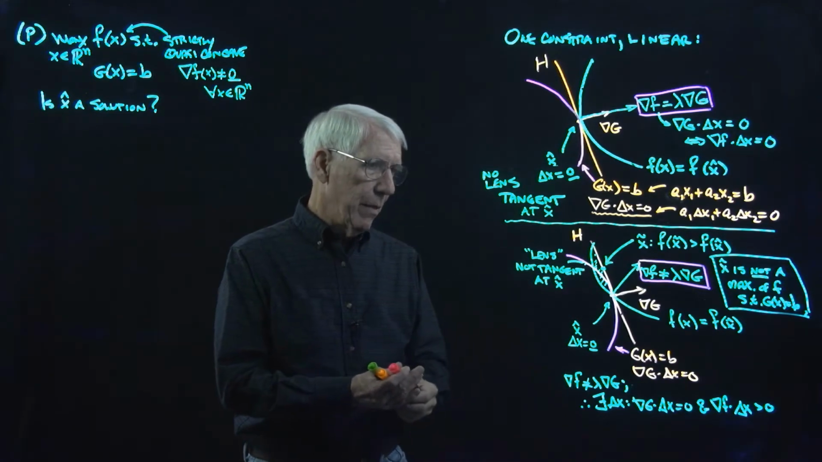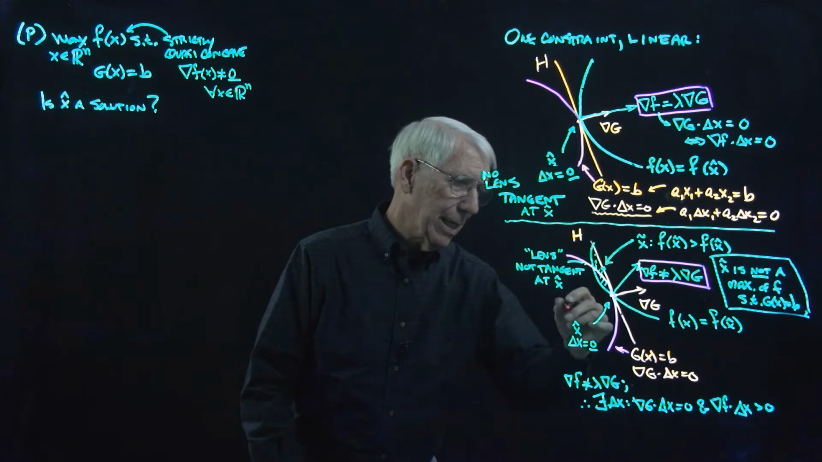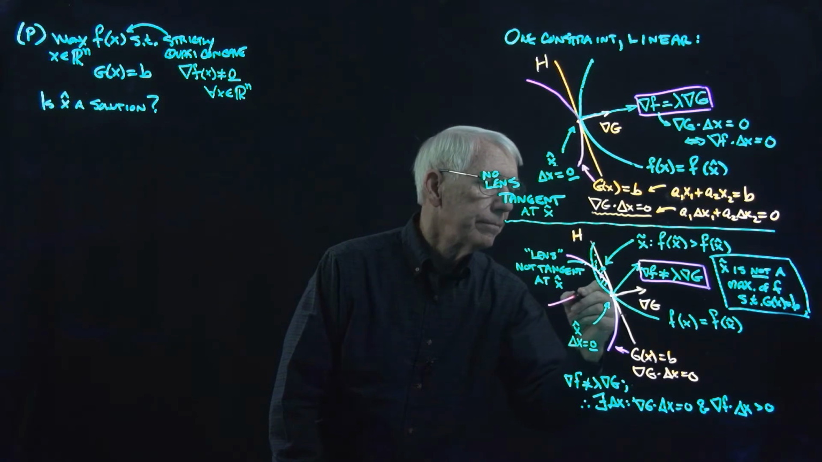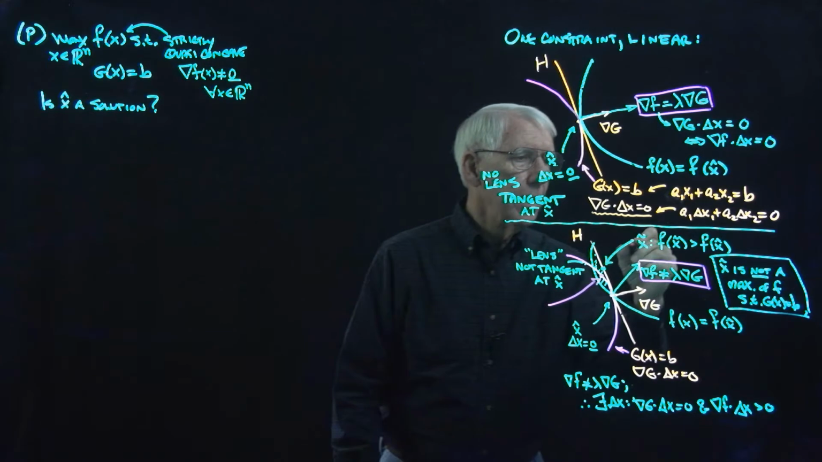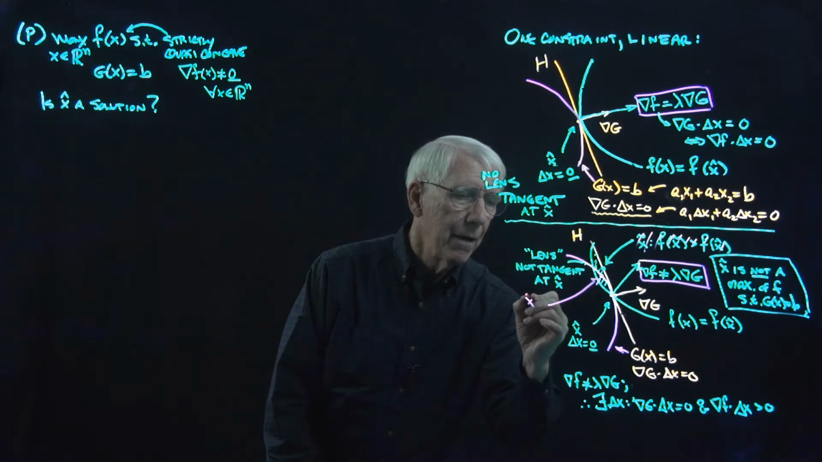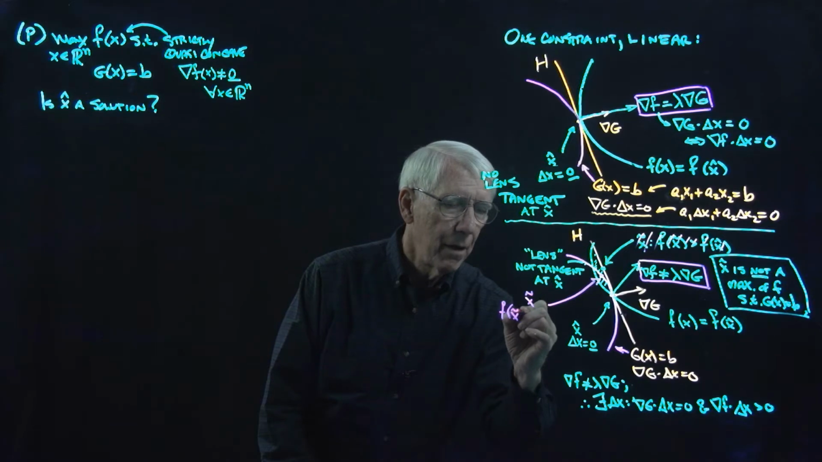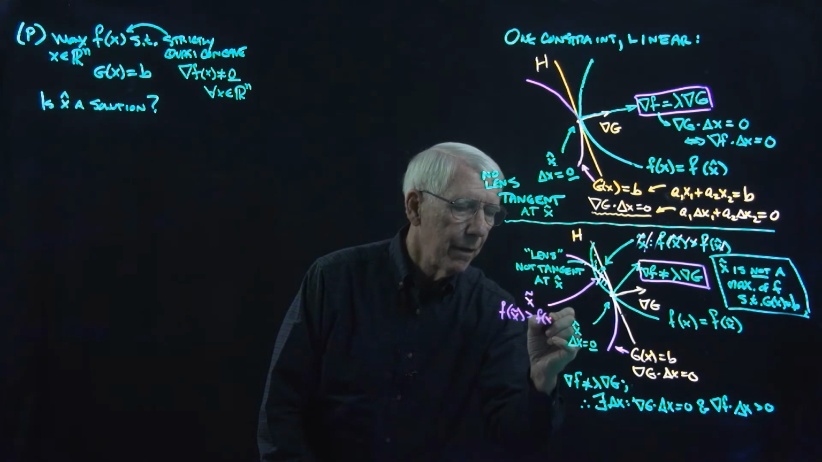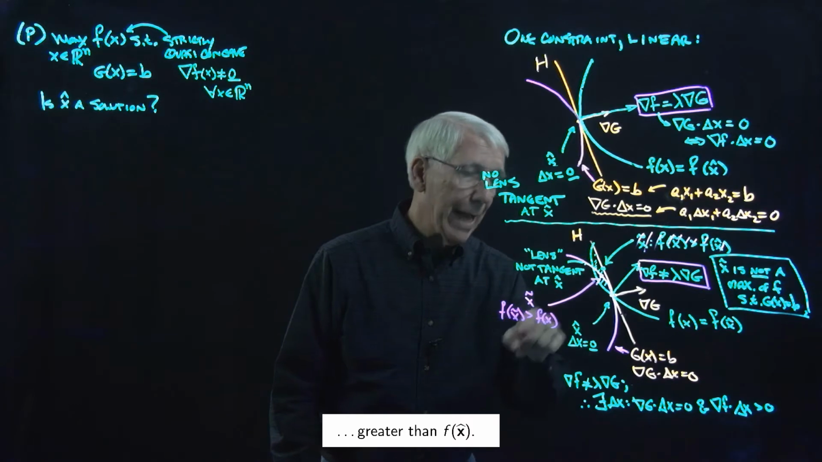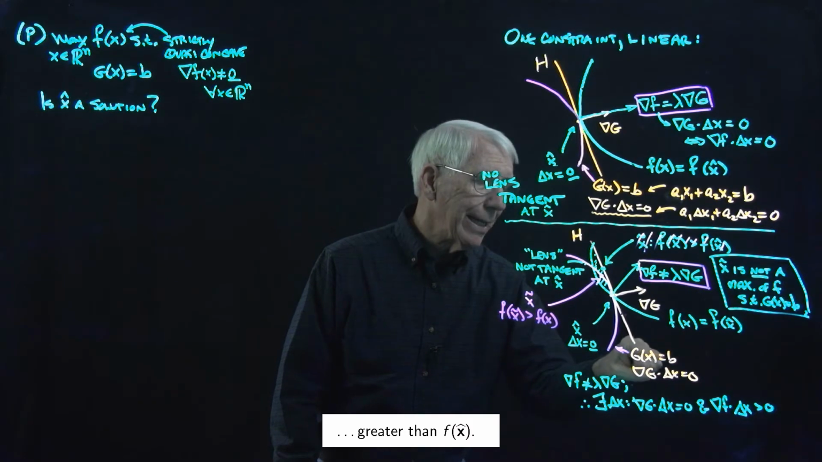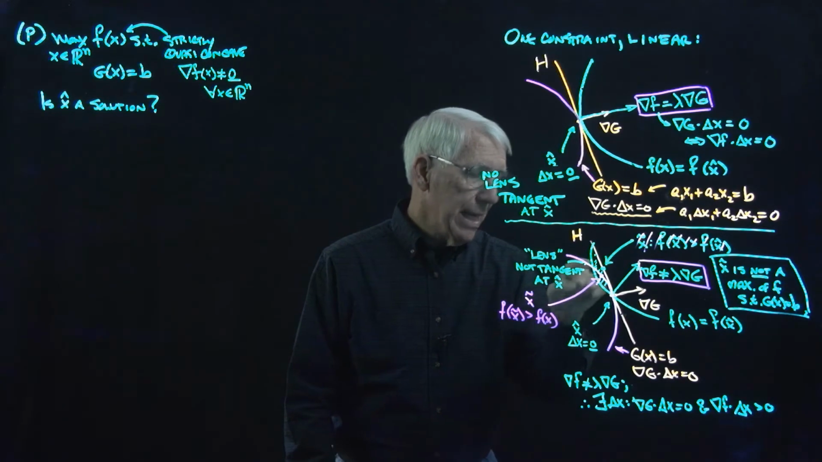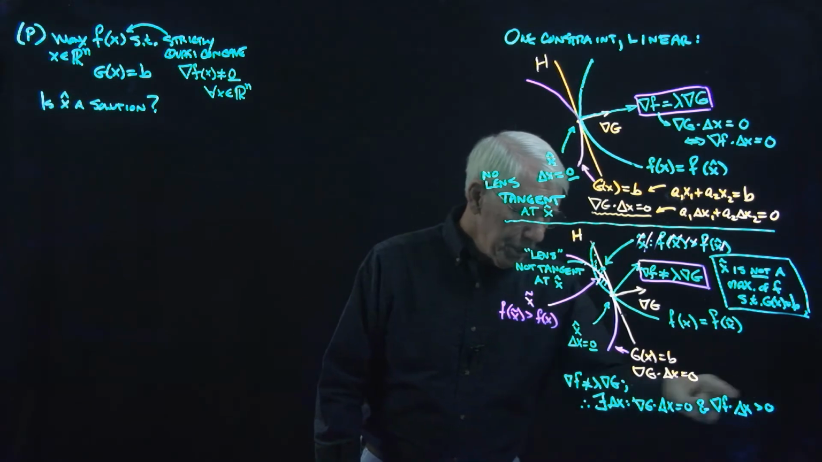Now let me make this one in pink. Over here, this x tilde is no longer good, but this x tilde is now such that f of x tilde is greater than f of x. And this x tilde satisfies my new constraint, g of x equals b, where I've made it nonlinear. And the fact that I can do this is still guaranteed by this down here.